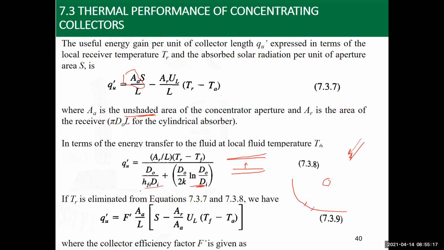Now, this useful energy is going to be also expressed, as I indicated earlier, in terms of the F dash. So we're going to come back again to the issue of the efficiency of the collector. This expression of S usually is the absorbed energy, and the other one is a representation of the losses from the collector.